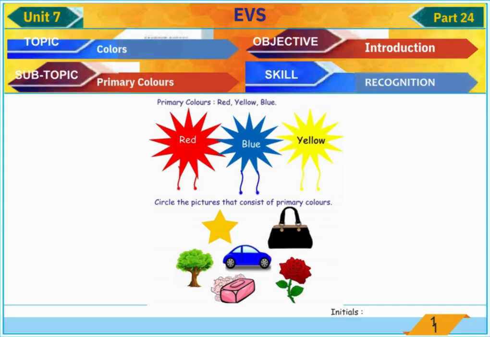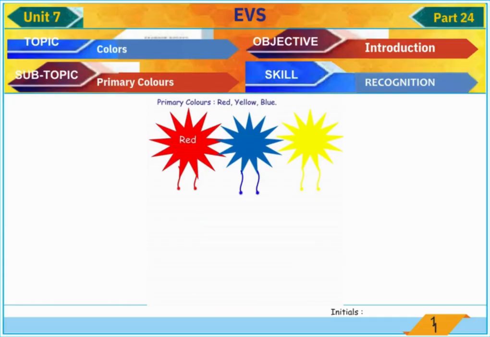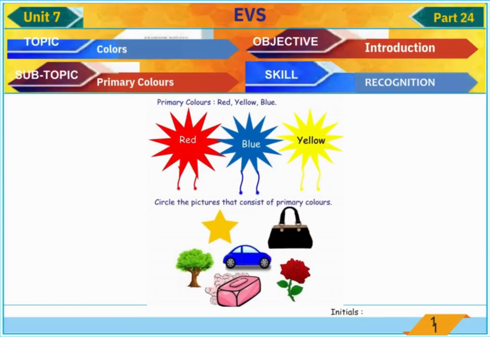Primary colors: red, yellow, blue. Circle the pictures that consist of primary colors.